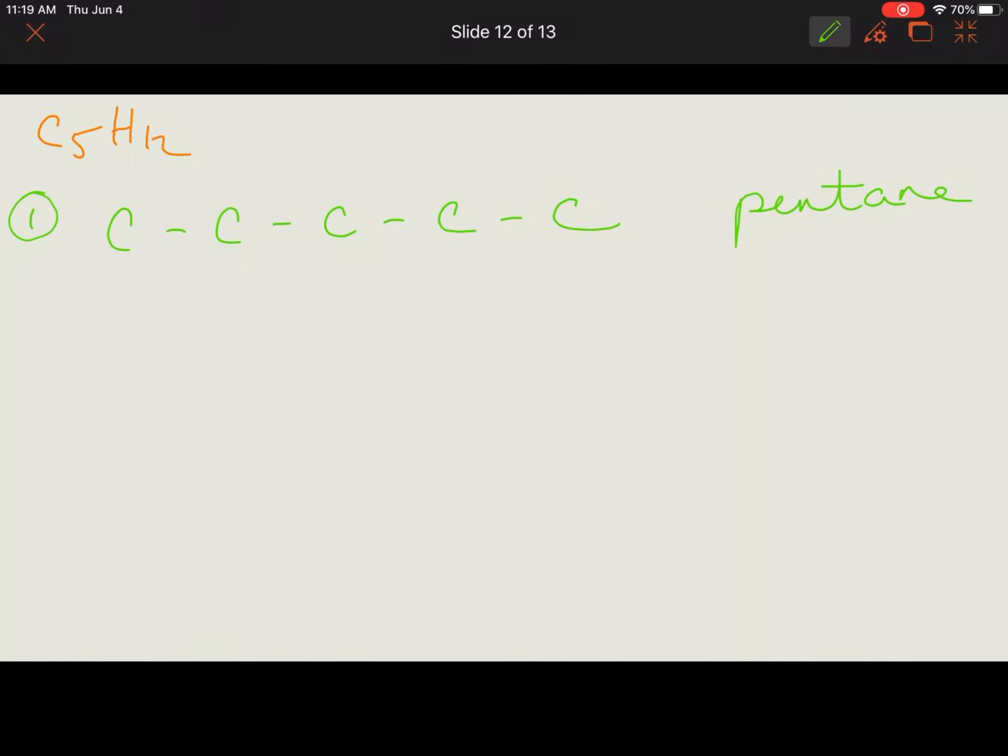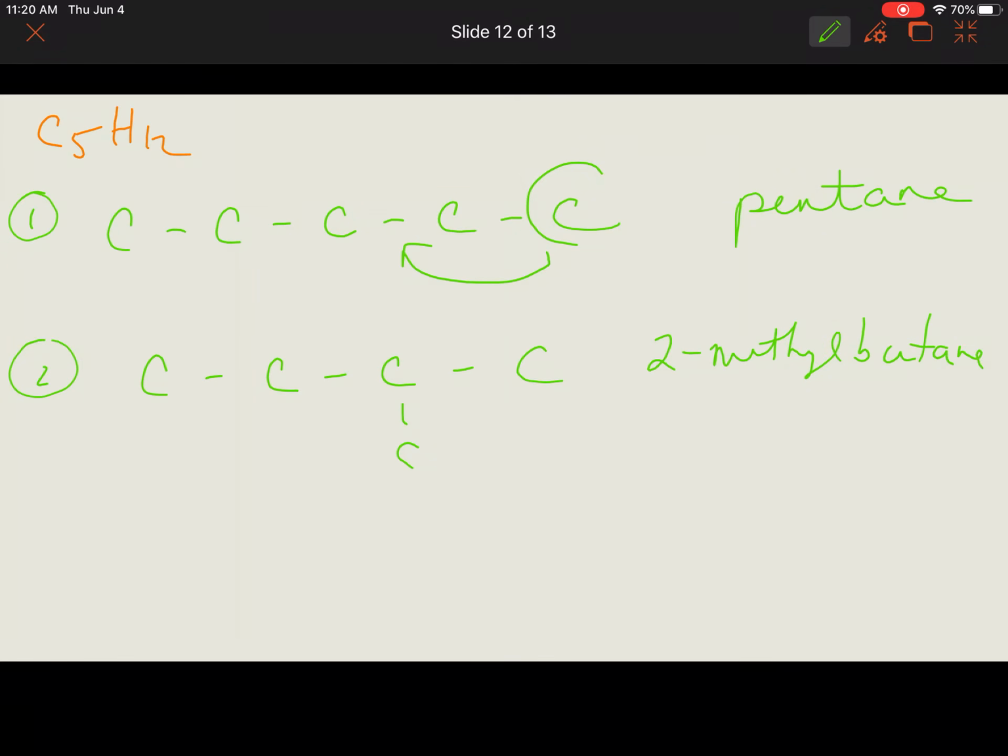Usually the strategy I like to use is you take one of the carbons and you move it over so that it becomes a radical. So for my second one, I'm going to draw 4 carbons in a row, and that 5th carbon I'm going to make into a radical. If I were to name this, I can now call this 2-methylbutane.